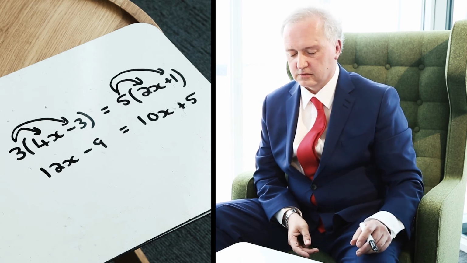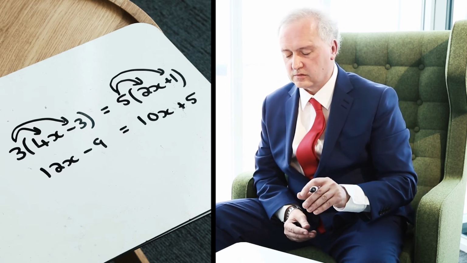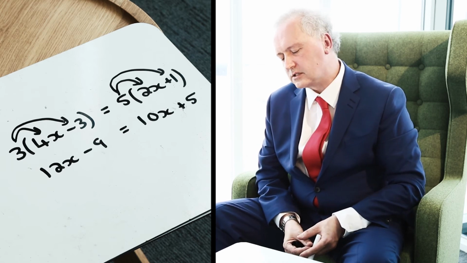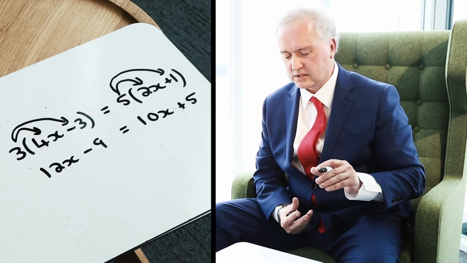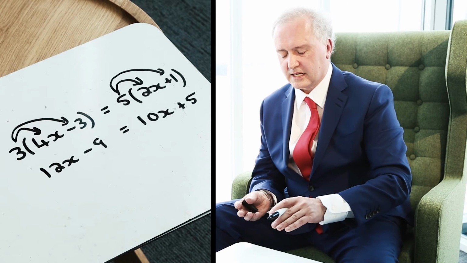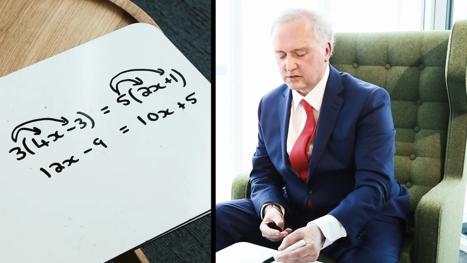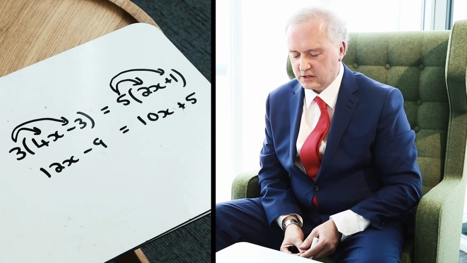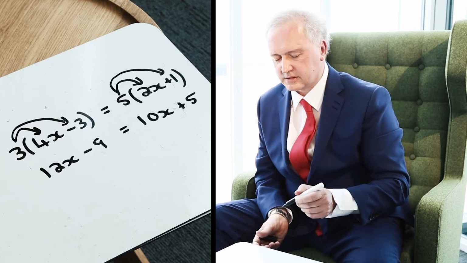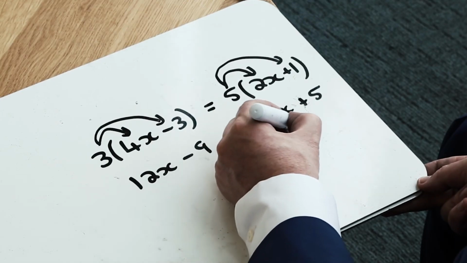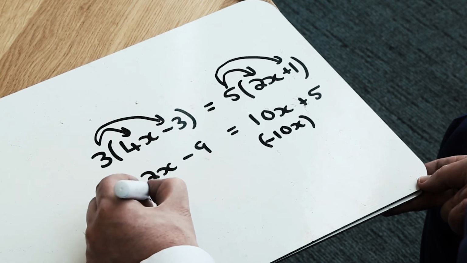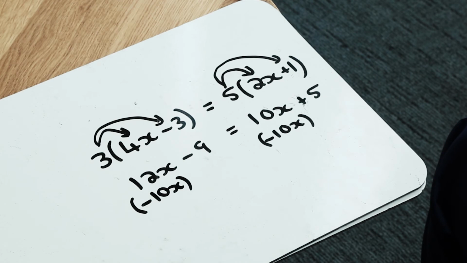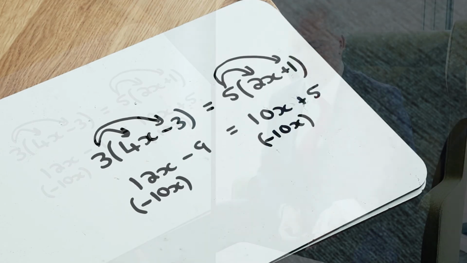What I now need to do is to focus on the smallest number of x's, and I need to remove that smallest number of x's from each side. So although it's tempting for some students just to do something with the minus 9 or the plus 5, I'm actually going to focus on the x's. I'm going to subtract 10x from each side of the equation, because the 10x is smaller than the 12x. So it's easier if I just take away 10x from that side, and then I take away 10x from that side. Just like this. There we go.